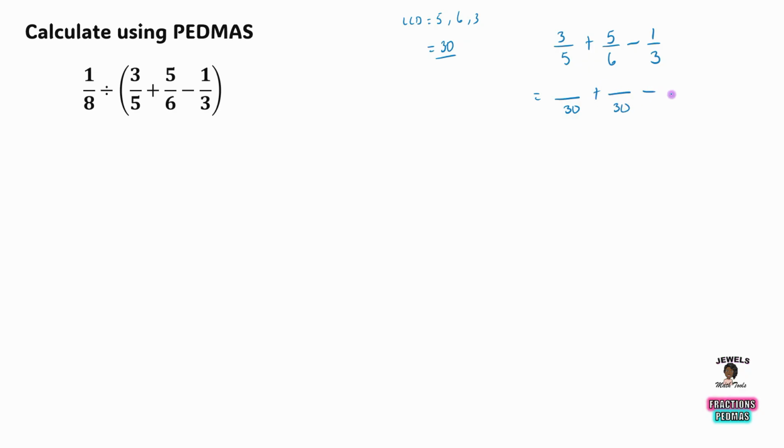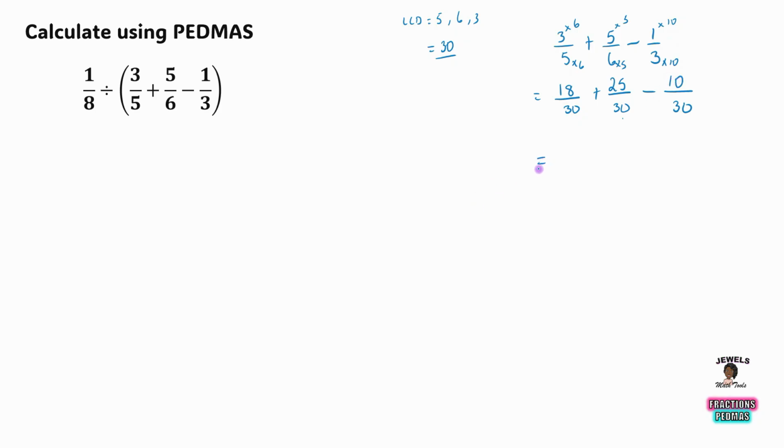Now that we have our LCD, we're going to begin by converting these fractions to their equivalent forms where all of them have the same denominator of 30. When looking at 5, I know that 5 times 6 gave me 30, so I will multiply 3 times 6, which will equal 18. Next, I'm going to do the same thing with 6. 6 times 5 will equal 30, so I will multiply 5 times 5, which will equal 25. And for 3, I know that 3 times 10 gives me 30, so I will also multiply 1 times 10, which will equal 10.